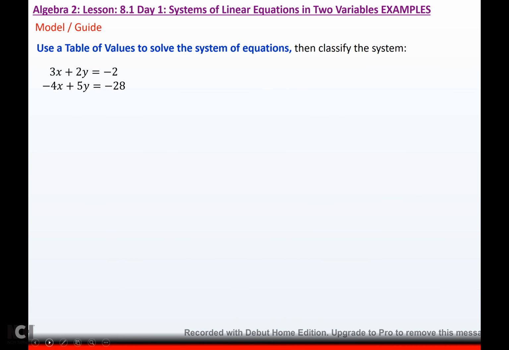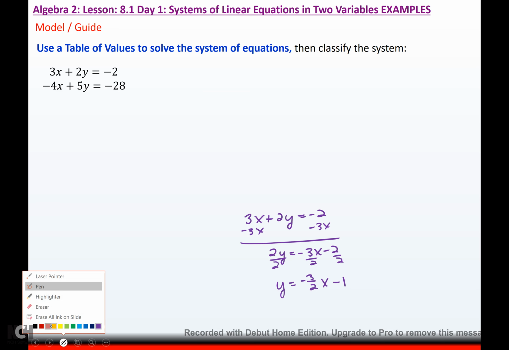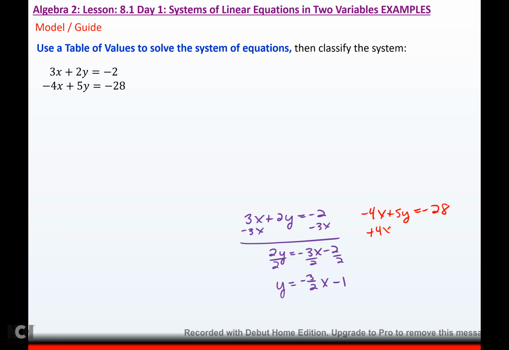Okay? Alright, so on this one, it's not going to work until we get y alone. So if I take my first equation, 3x plus 2y equals negative 2, minus 3x, 2y equals negative 3x minus 2, divide by 2, y equals negative 3 halves x minus 1. My second equation, negative 4x plus 5y equals negative 28, add 4x, 5y equals 4x minus 28, divide by 5, y equals 4/5 x minus 28/5.